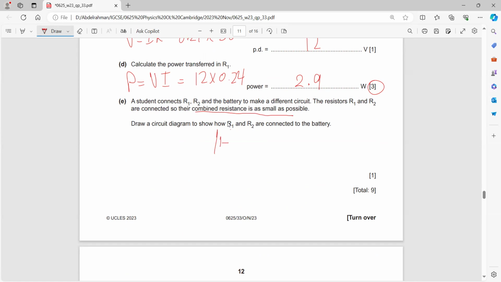I will draw the battery and then the 2 resistors, but this time they should be in parallel. And I will name them R1 and R2. That's it. Okay? Any questions? Alright, good.